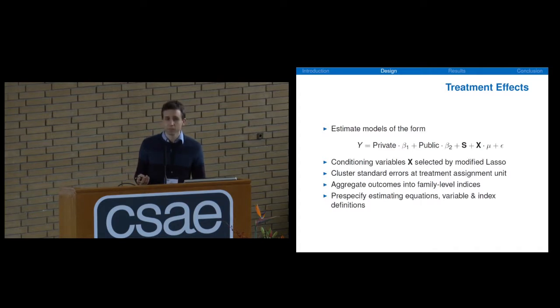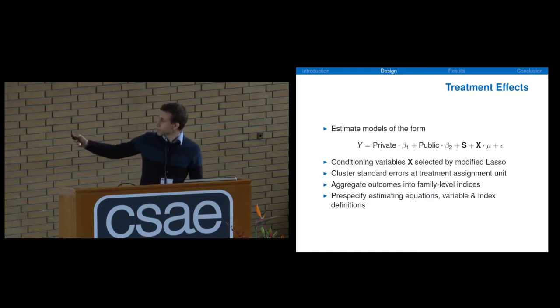We're going to estimate very simple linear regression models to estimate treatment effects. We're going to regress outcomes on an indicator for being in the private treatment group and the public treatment group, a vector of stratification block fixed effects, and a vector of baseline controls, which we select using a modified lasso, which is a machine learning technique designed to tell us which variables strongly predict the outcome and kind of belong in the regression model to absorb a lot of the variation in the outcome. We're going to cluster standard errors at the unit at which treatment was assigned, which in this case is the day. All of the people who showed up to get assessed on a particular day got the same treatment status.